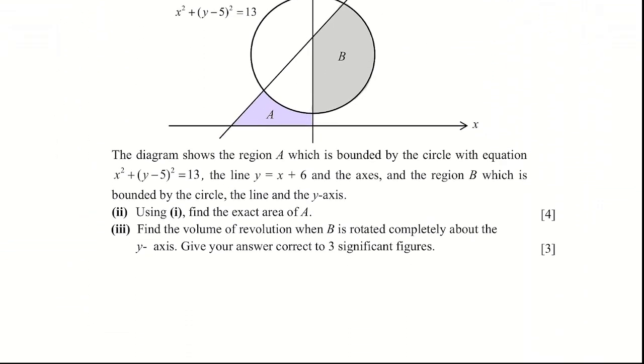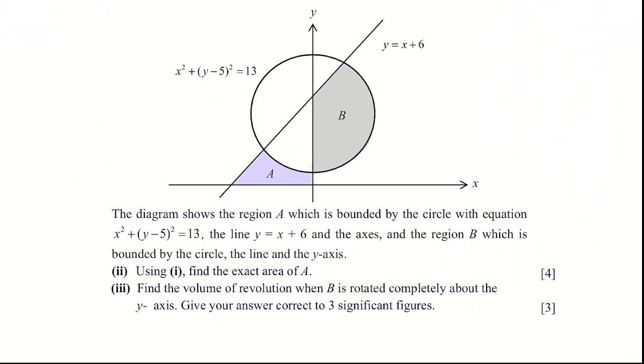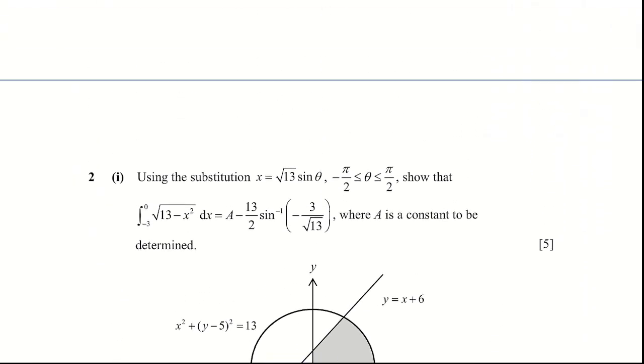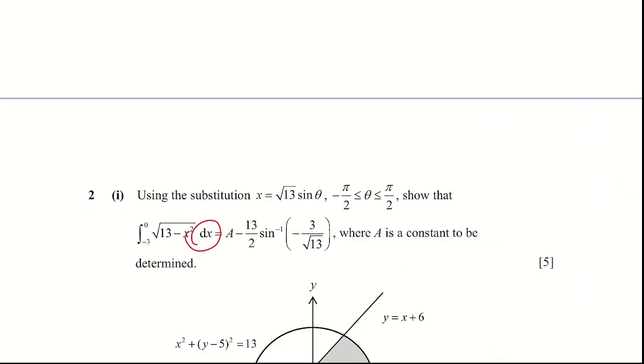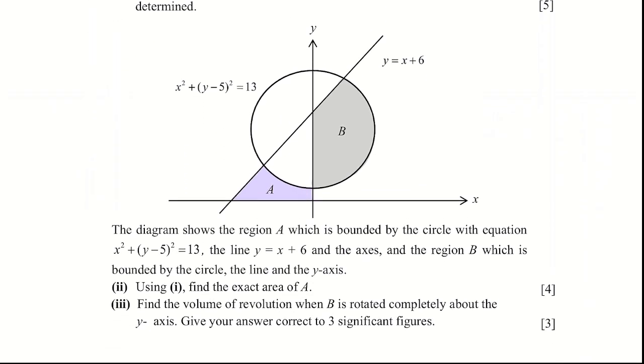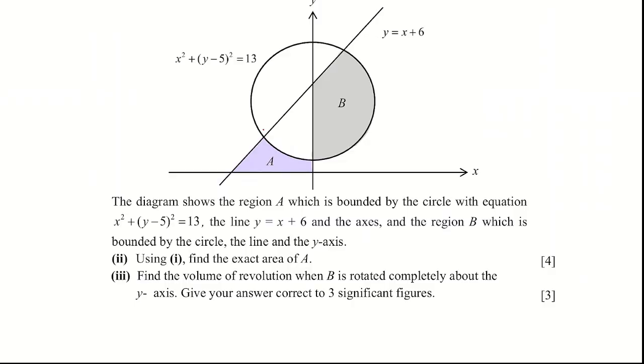Now, moving on to the second part. Using part 1, find the exact area of A. For A, we need to determine whether this is a dx or a dy. But they ask us to use part 1, and part 1 over here asks us for dx. So actually there is no choice but to use dx. So let's find out what this is.